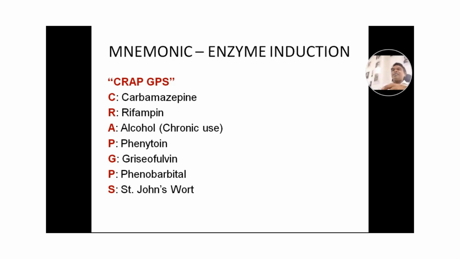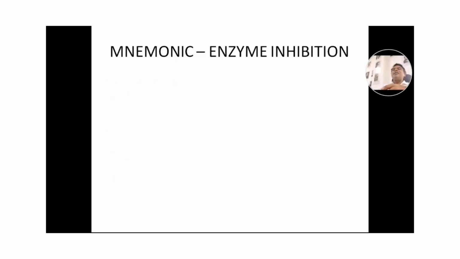Now, to remember enzyme induction, we can remember the word CRAP GPS. CRAP means C for carbamazepine, R for rifampicin or rifampin, A for alcohol, P for phenytoin, and GPS means griseofulvin, phenobarbital, and St. John's wort. Now, coming to the next mnemonic, the drugs which cause enzyme inhibition. The mnemonic word is sickfaces.com. This is the word to remember the drugs that cause enzyme inhibition.